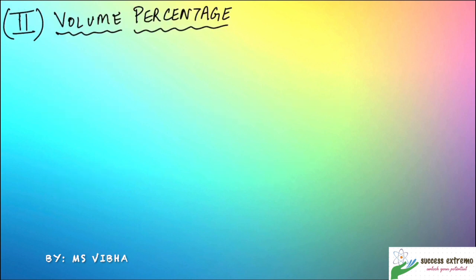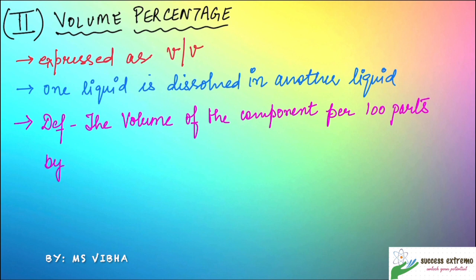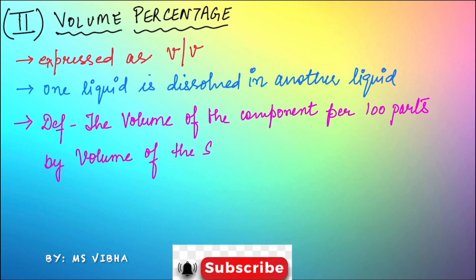The second type of concentration of solution is volume percentage, which is expressed as V by V, and it is used when one liquid dissolves in another liquid. The volume percentage of any component in a given solution can be defined as the volume of that component per 100 parts of volume of solution. Now, the difference between the mass percentage and the volume percentage is that here we use the volume of the solution. That means the units for the solution will be in ml.